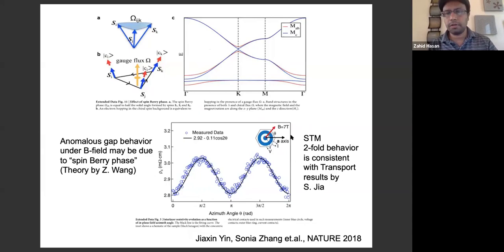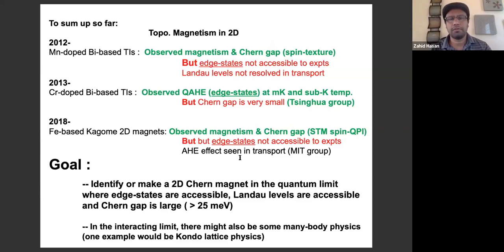So to sum up what I mentioned so far: back in 2012 or so, we were doing spin texture to identify Chern gap, but we could not see Chern gap or quantum anomalous Hall state in that system. A year later, in chromium-doped bismuth compounds, quantum anomalous Hall state was reported, but that's at very low temperature. The Chern gap is very small, and its spin characterization has not happened yet.